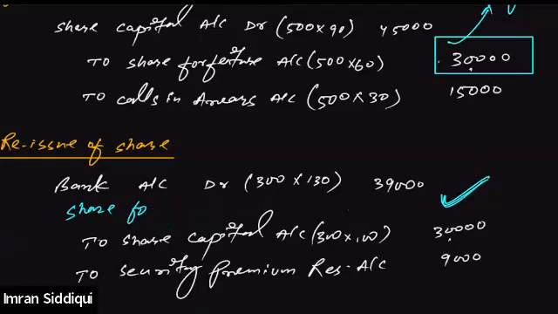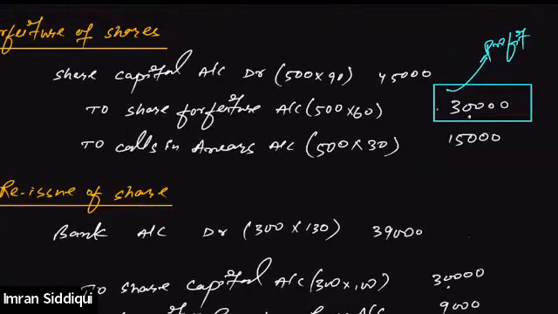This time, we had a profit at the time of the forfeiture of share, but on the reissue of share, we have issued the forfeited share at a higher value greater than the paid value. So instead of the share forfeited account, we have a security premium reserve account this time. The question arises, how will we set off the share forfeited account?